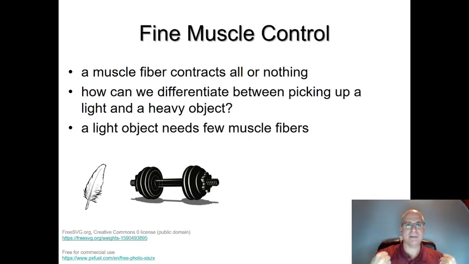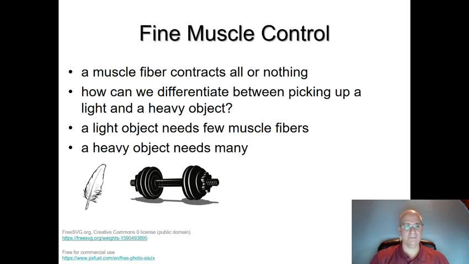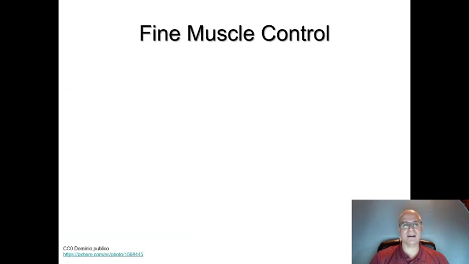On the other hand, if I'm picking up a great big 20-pound hand weight, okay, I might be using 80% of all my muscle fibers. And all 80% that are being stimulated are contracting as strong as they can. So a light object only needs to stimulate a few muscle fibers. A heavy object needs us to stimulate a lot of muscle fibers.